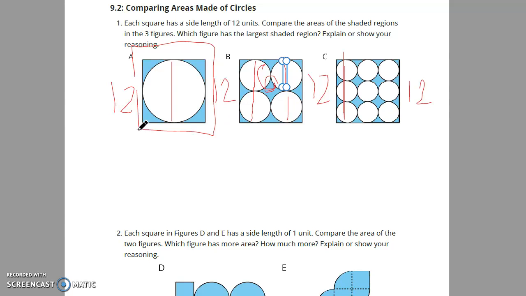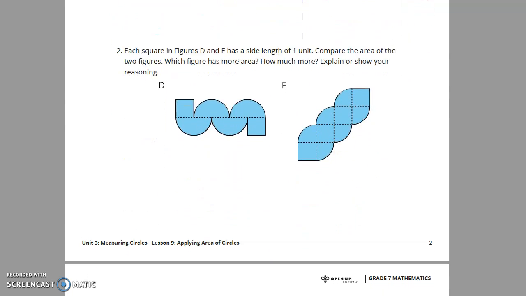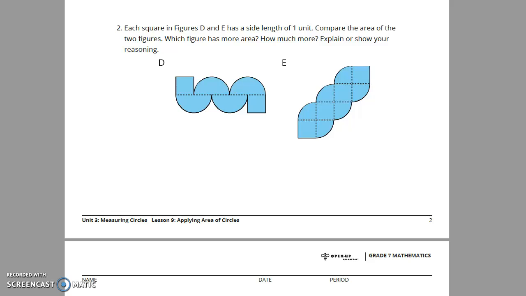All right, so just so you know, they are all equal. A, B, and C have equal shaded regions. Mind blown, right? All right, so let's move on to question number 2.